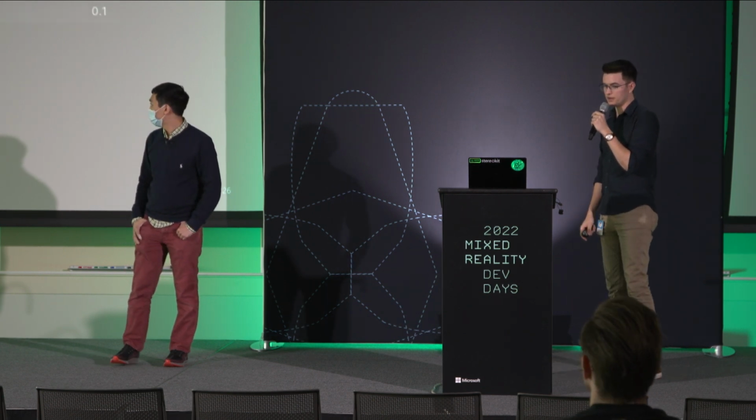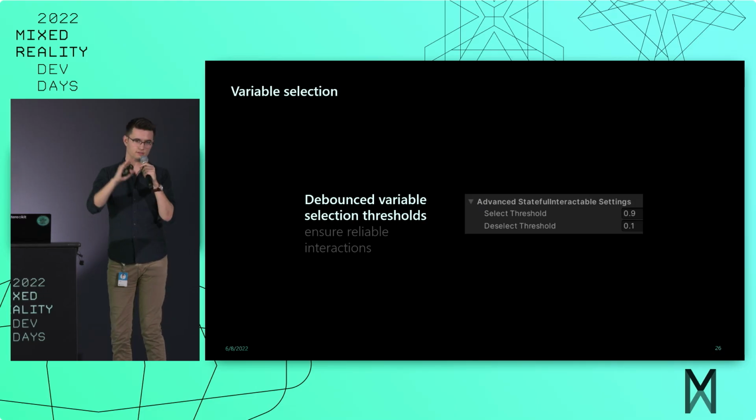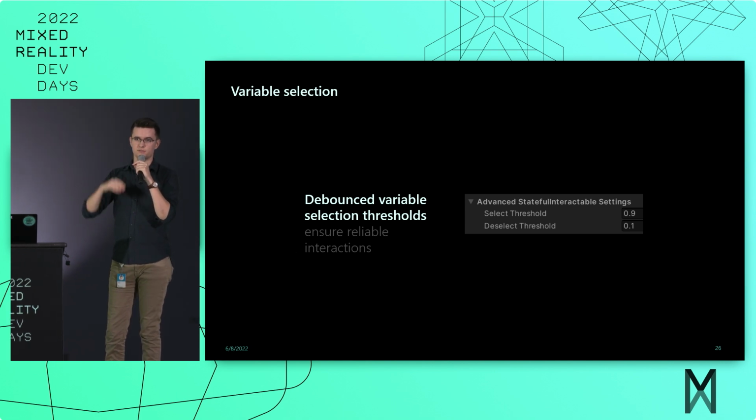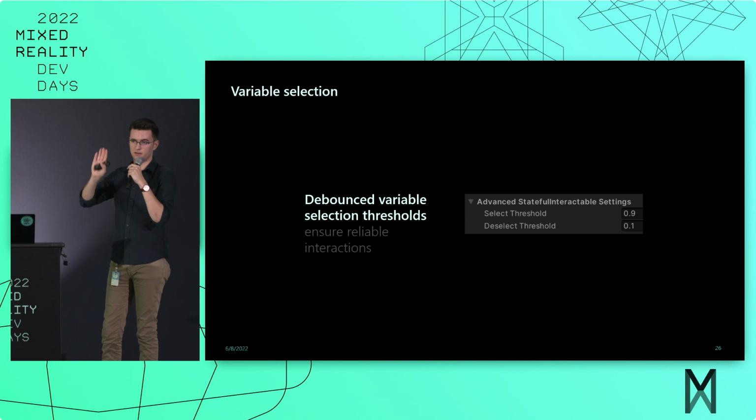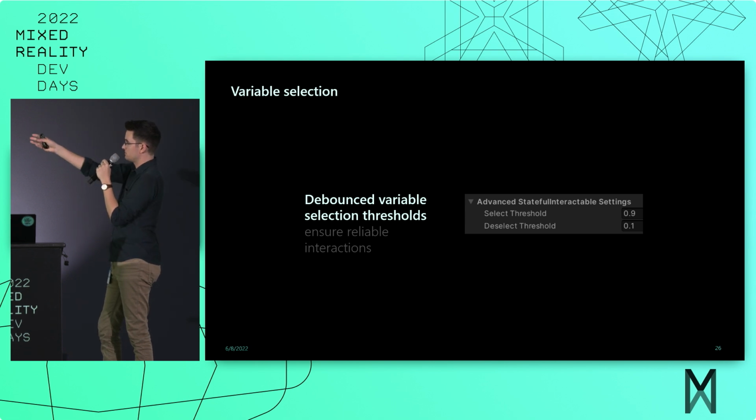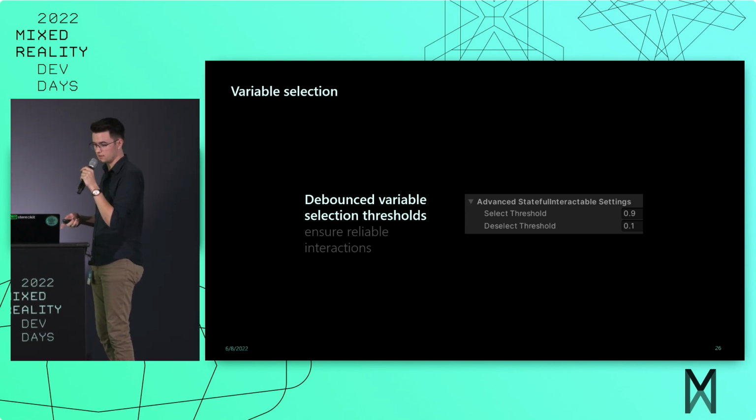And then we also have some debounce thresholds for this. Obviously, if you have this gradient of selection, you don't want just a single threshold for when we consider things selected, because then you've halfway pressed your button, and all of a sudden it's flickering on and off. So all stateful interactables that have this idea of variable selection have this nice debounce threshold, so your interactions are consistent and reliable.